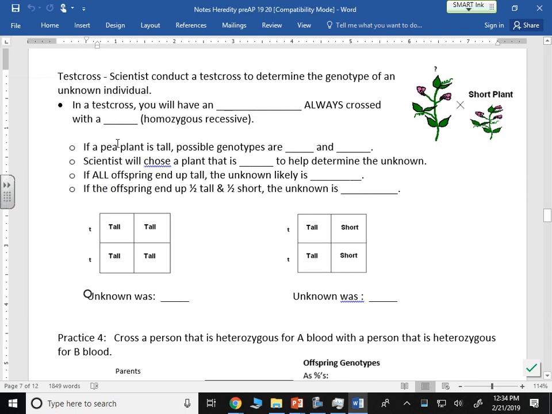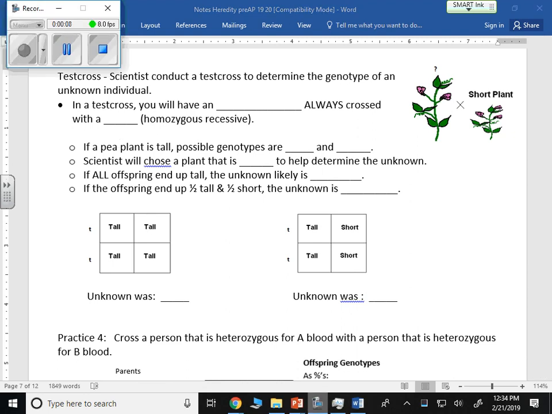Now, in this part of our notes, we're going to do a Punnett square review, and we're going to talk about a test cross. And eventually we're going to talk about how you can use chi-square to determine whether you're guessing right about the genetics of a trait or you're guessing wrong.